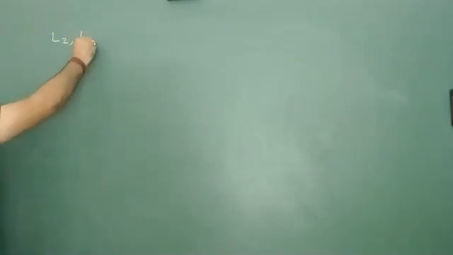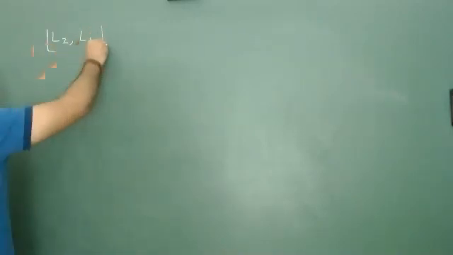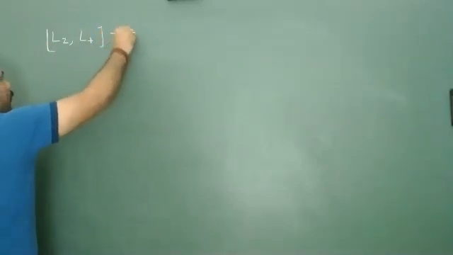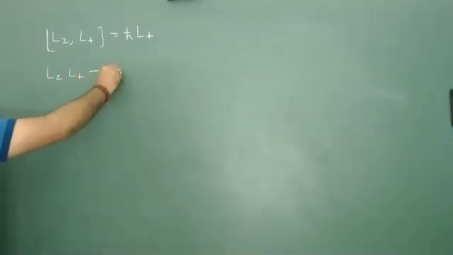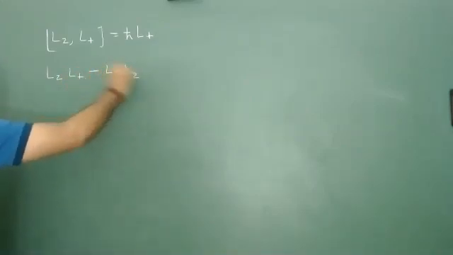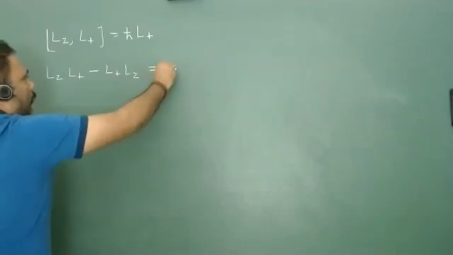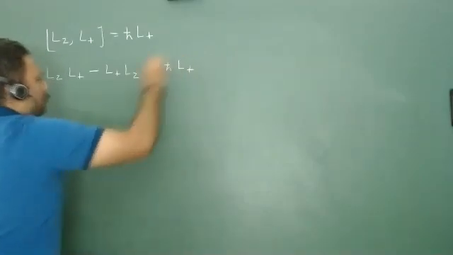So let's go for this operator. This commutation, actually [Lz, L plus]. Obviously, we have derived that it will be h-cut L plus. So this is the thing. Now, let us try to open it. When we open it, what will happen? Lz L plus minus L plus Lz must be equal to h-cut L plus.